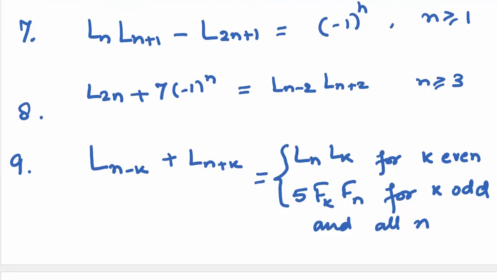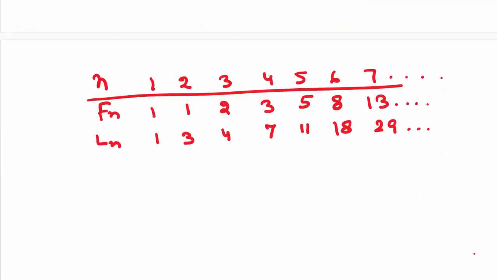L(n-k) plus L(n+k) is equal to Ln times Lk for all even values of k, and 5 times Fk times Fn for all odd values of k. But this will hold for all values of n. Let's try this identity for some values of n and k. I have taken a table here of Fn and Ln for n values 1 to 7.